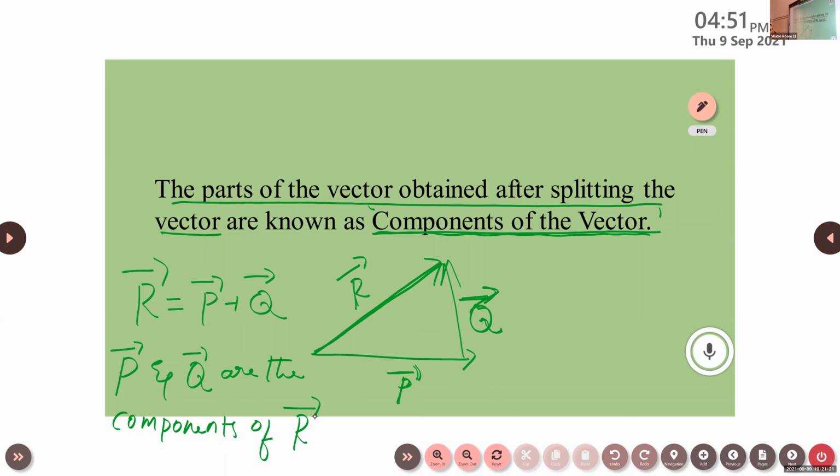The parts of the vector obtained after splitting the vector are known as components of the vector.